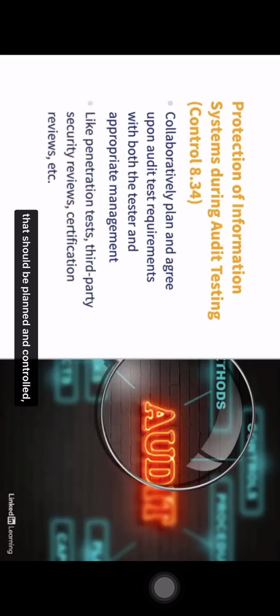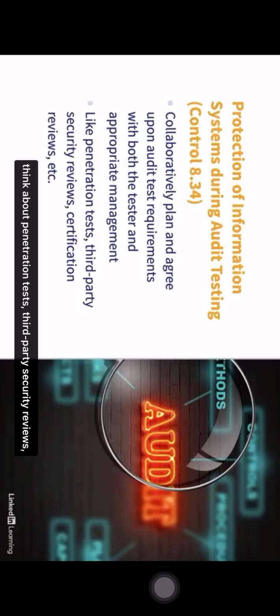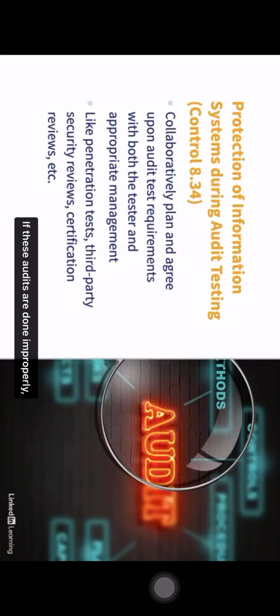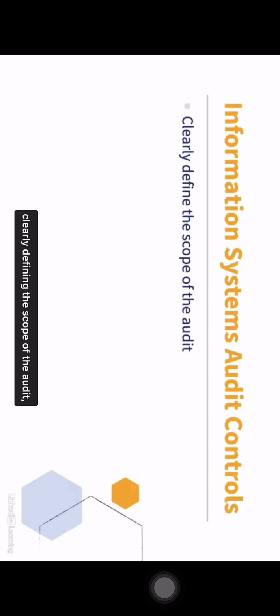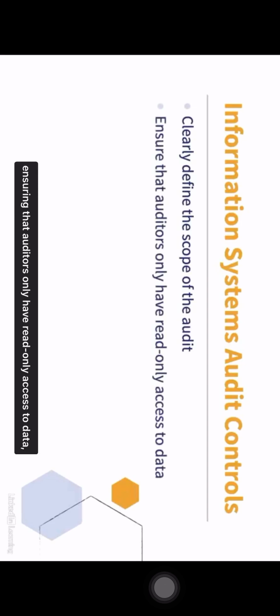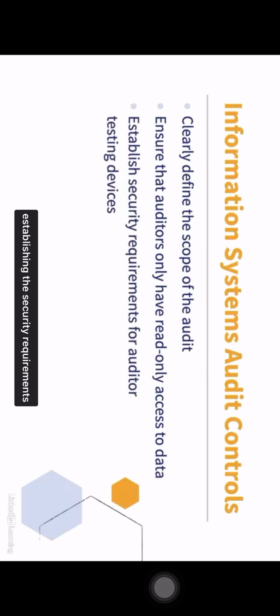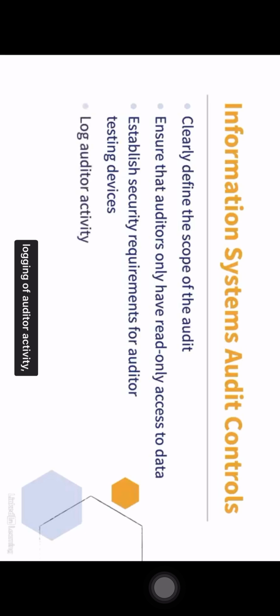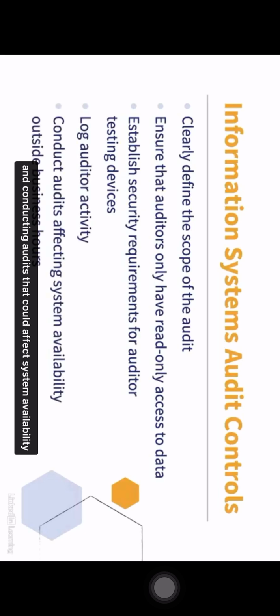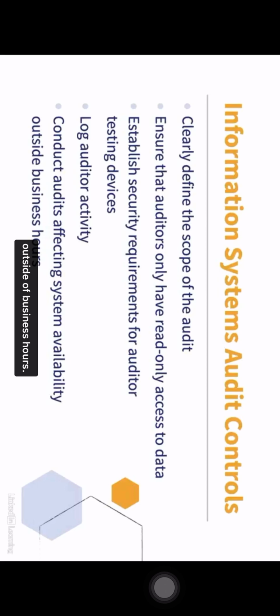When you think of audits that should be planned and controlled, think about penetration tests, third-party security reviews, certification reviews, and other types of potentially disruptive audits. If these audits are done improperly, they can impact user productivity or even cause system outages. ISO 27002 suggests many controls for information systems audits, including clearly defining the scope of the audit, ensuring that auditors only have read-only access to data, establishing the security requirements of the auditor's testing devices, logging of auditor activity, and conducting audits that could affect system availability outside of business hours.